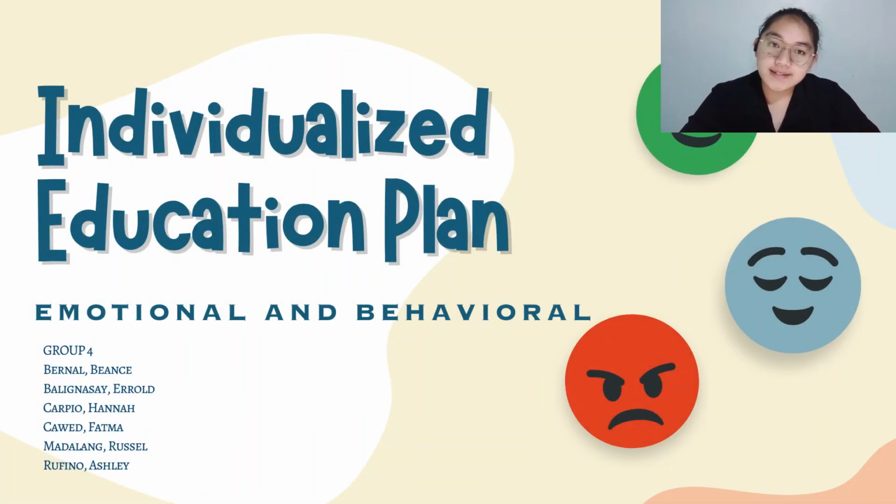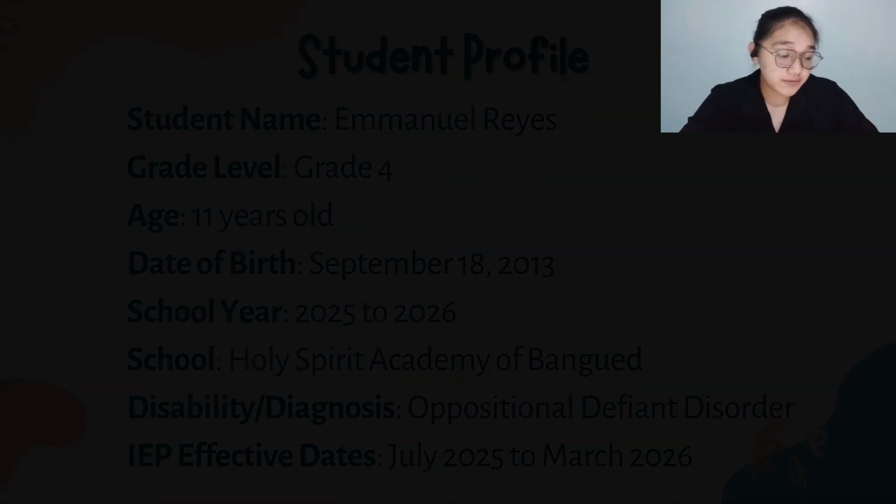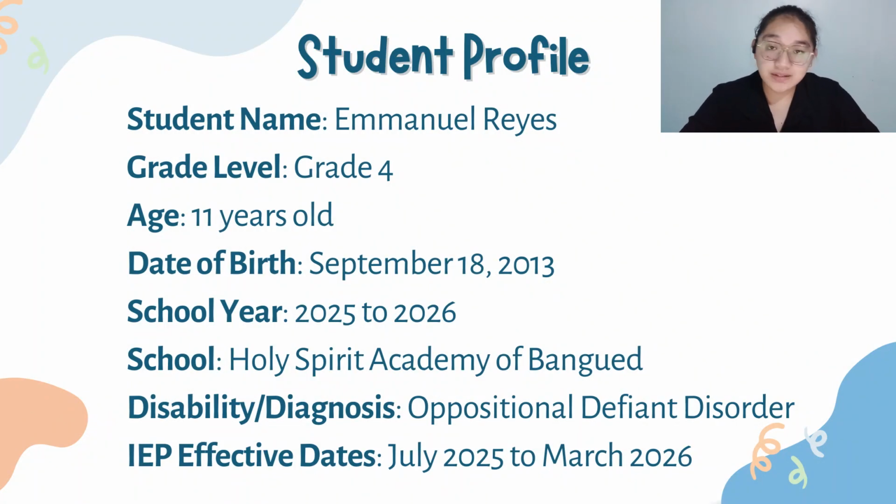So, yung individualized educational plan namin is under emotional and behavioral disorders. So, let's go muna sa student profile. The name of the student is Emmanuel Reyes. He's in 4th grade, 11 years old. And then, yung effectivity ng IEP namin is July 2025 to March 2026. So, exactly one school year, one academic year.